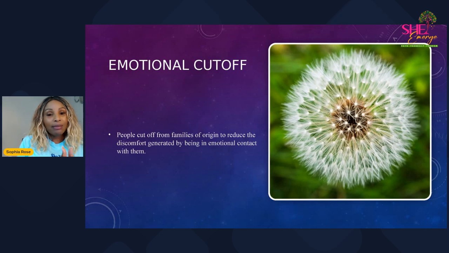Next, we'll look at emotional cutoff. Here, Bowen states that people cut off normally from families of origin to reduce the discomfort generated by being in emotional contact with them. And so we will see the emotional cutoff happening. For example, people may move away because there's too much fusion, too much tension in the family. So they move away. Case in point, what Bowen suggests is that just because someone moves away doesn't mean the problem is resolved. It creates a distance, he's saying. It reduces the anxiety.